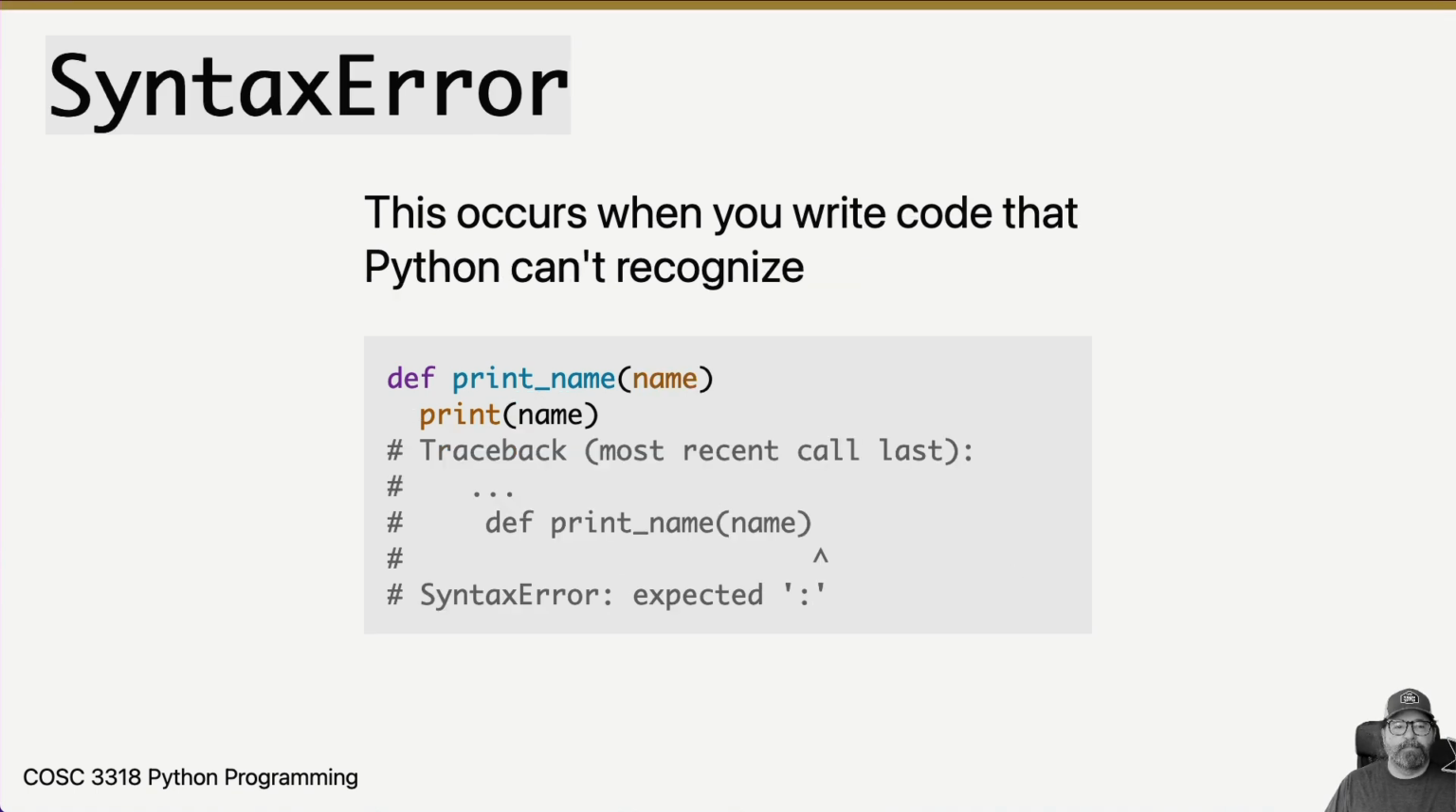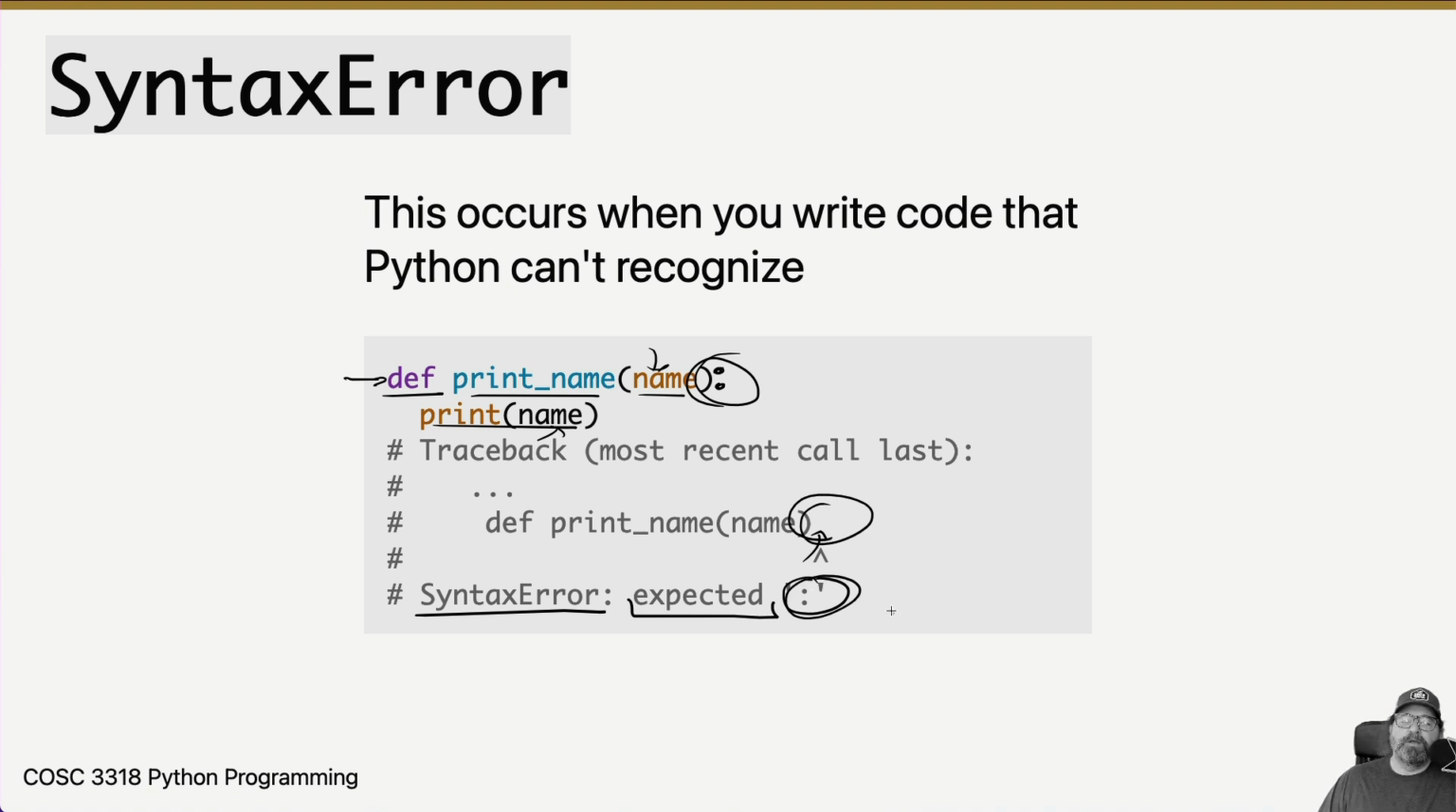Syntax errors occur when you try to run your program. So take a look at this program here. There's our def and our print name. Now it has a parameter, so it can print it out. But we end up with a syntax error because it says expected colon right here at the end of def print name. Sure enough, I forgot this colon right here. And so Python tells me, oh, you missed something there, pal. And so I know that I have a syntax error because I forgot to do something that Python expected.